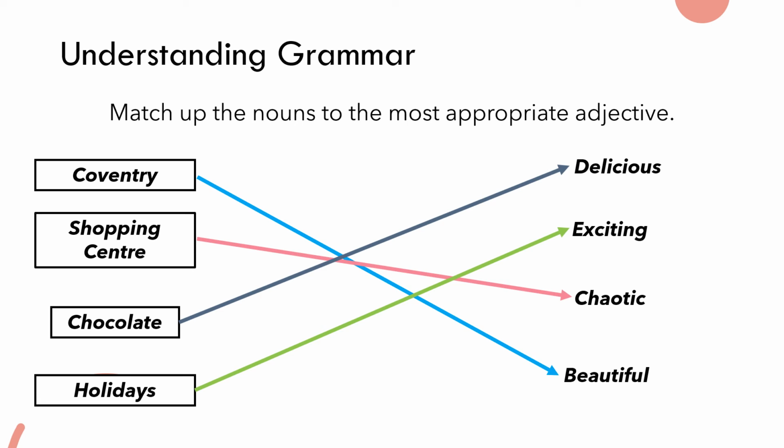Now if you disagree, if you don't think that Coventry is a beautiful place, or you don't think that chocolate is delicious, that's absolutely fine. All we're doing in this activity is getting used to understanding the effect of adjectives. So adjectives have been used here to help us describe the nouns on the left hand side.